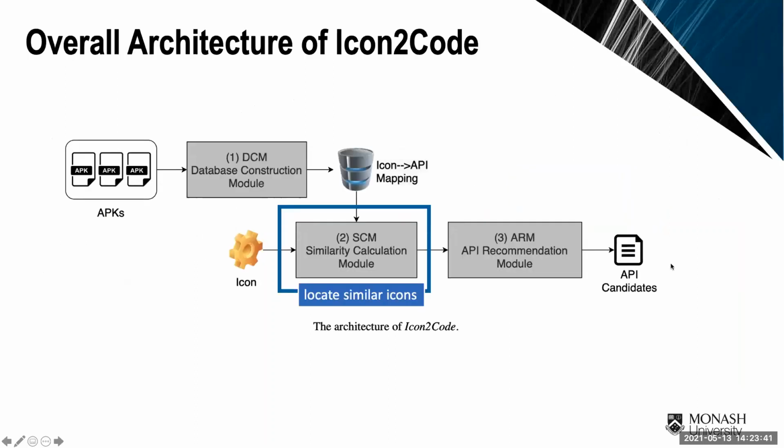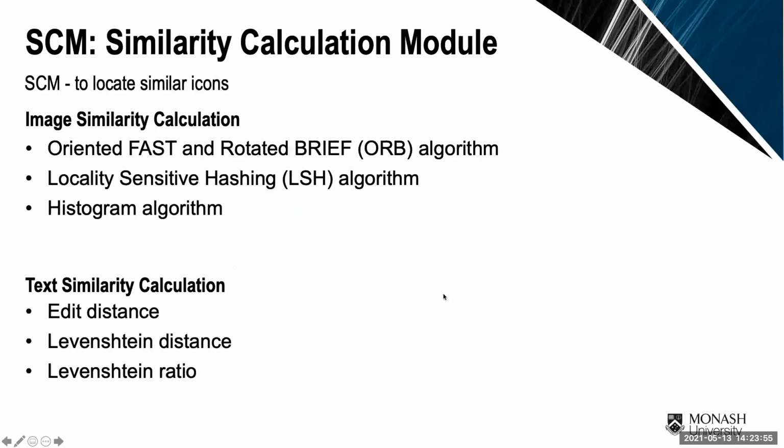Okay, now I will introduce the second module, SCM. Given an icon as input, SCM will locate similar icons from the pre-built icon to API database. We rely on straightforward approaches to measure the similarity of icons, that is, image similarity and text similarity. We make use of three image similarity calculation algorithms to form a hybrid method.